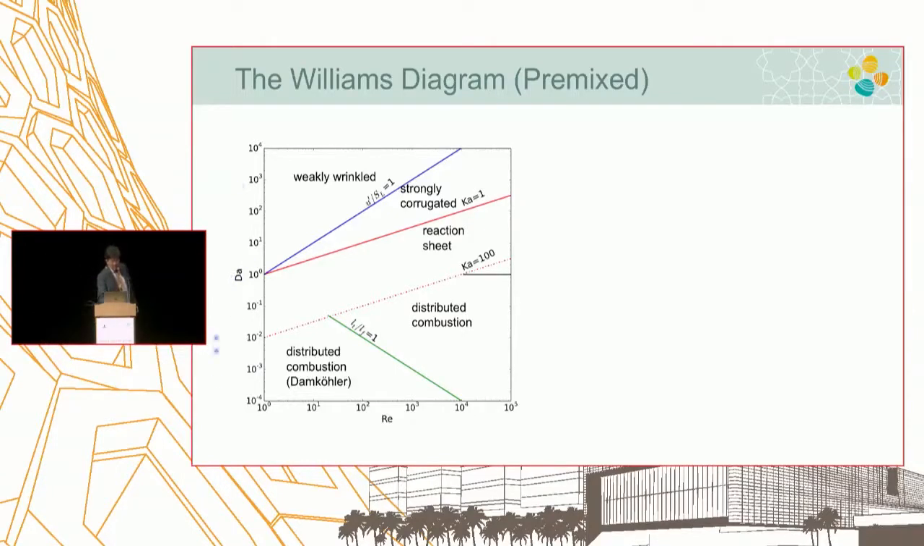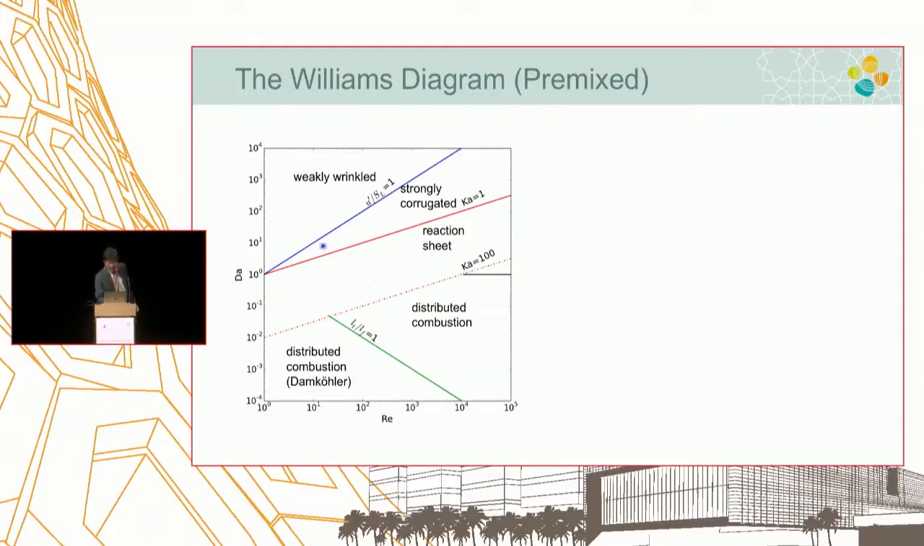Damkohler number direction is chemical intensity, universal. It doesn't matter whether it's premixed or non-premixed, it's universal. And then again, you can do the scaling argument of Karlovitz number. Isoline of the Reynolds number is obvious. So the Reynolds number 1 is laminar, which is kind of hidden here.